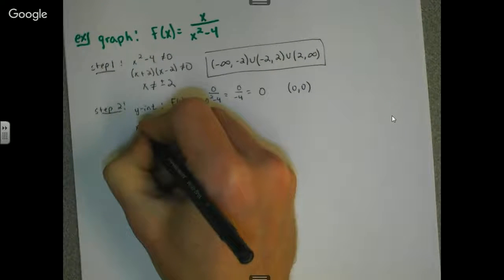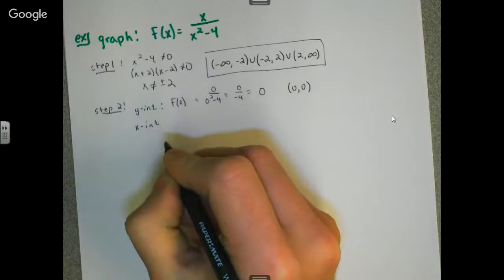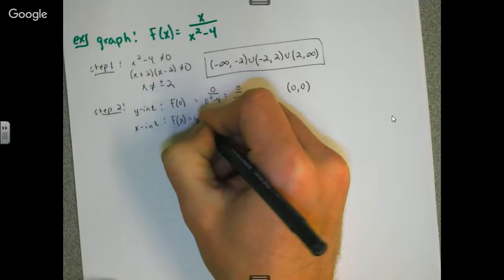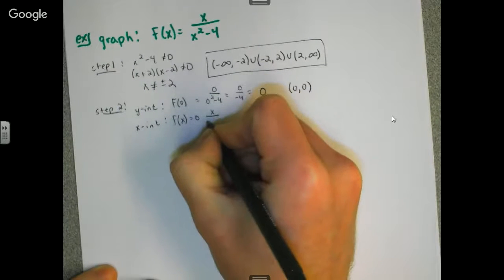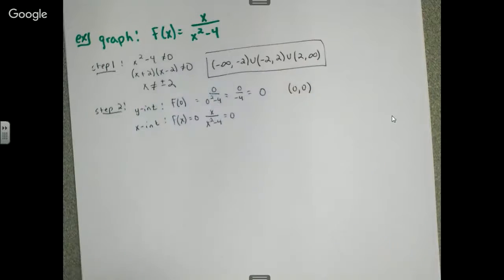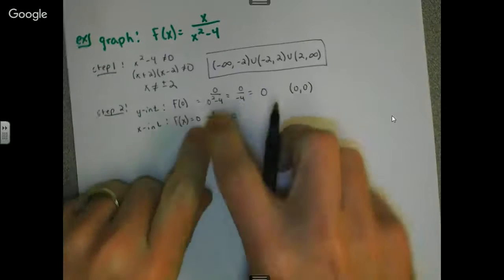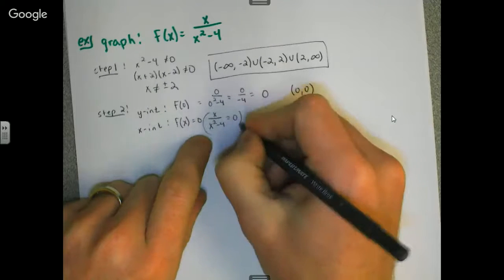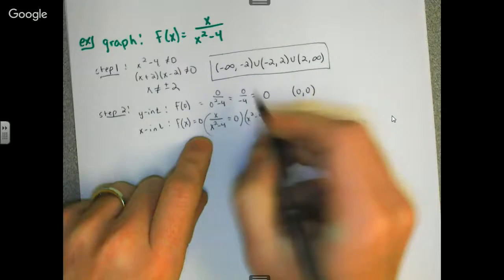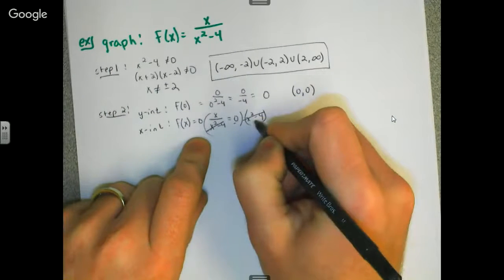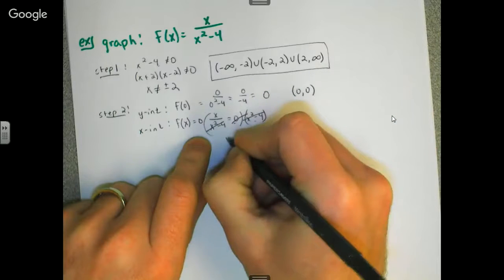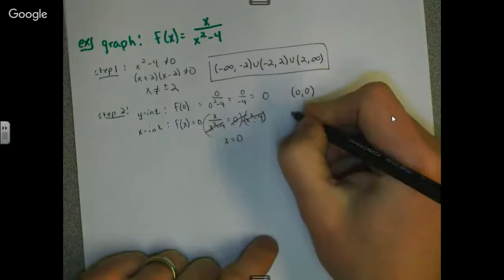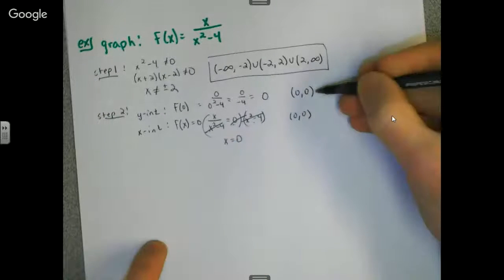For the x-intercept, we take f of x equal to 0. So we'll have x over x squared minus 4 equals 0, and we're going to solve that. Because I have this division here, I have to multiply the whole thing by x squared minus 4. That cancels that, 0 times that goes away. So you have x equals 0. Same thing here, which just tells you that it crosses the origin.